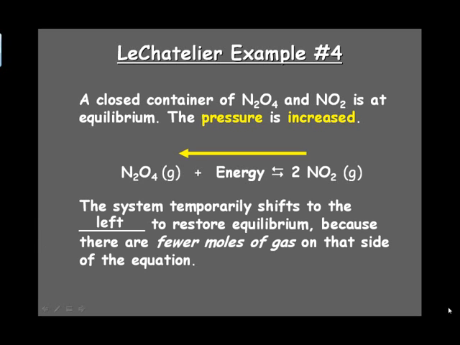And one more time, if the moles happen to be equal on both sides, if it was a chemical equation that when you balanced it, you had the same number of moles on one side as you did on the other, then a change in pressure would result in no shift at all in the reaction.